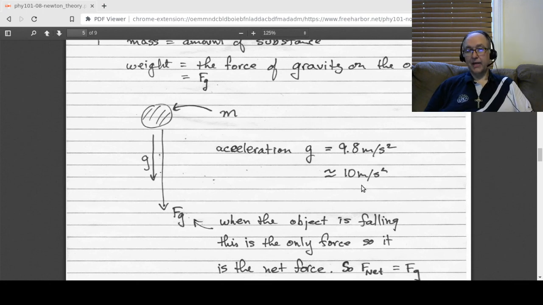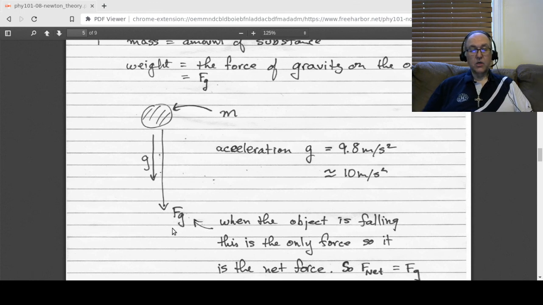Or we approximate that in our problems to 10 meters per second squared. So we have a mass, we have an acceleration. And if you have a mass and acceleration, you can say, that sounds like Newton's second law. I have a mass, I have an acceleration. Shouldn't I be able to calculate the force that causes that acceleration? And the answer is yes.